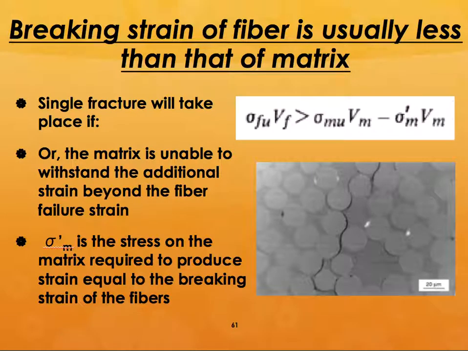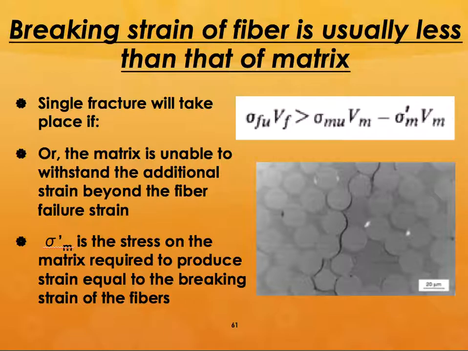This is the last lecture related to lecture number 1, the last part of the lecture. As I said earlier, there are two possibilities: a single fracture in the composite material, or multiple fractures, layers of multiple fractures. These happen as a result of the breaking strain of the individual constituents being less than the other.